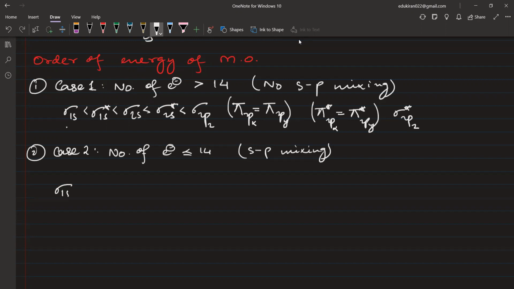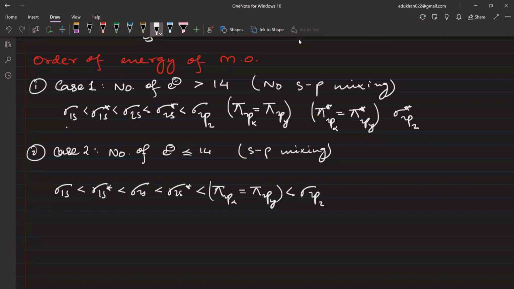So right, sigma 1s will be having lower energy and sigma 1s star. Then we'll have sigma 2s. Then we'll have sigma star 2s. Then we are going to have, अब यहाँ पे आपके पास क्या आ जाएगा? You will have pi 2px equal to pi 2py. Both of them are having same energy. Then you are going to get your sigma 2pz. After that you are going to get pi star 2px equal to pi star 2py, and then we are going to get sigma star 2pz.